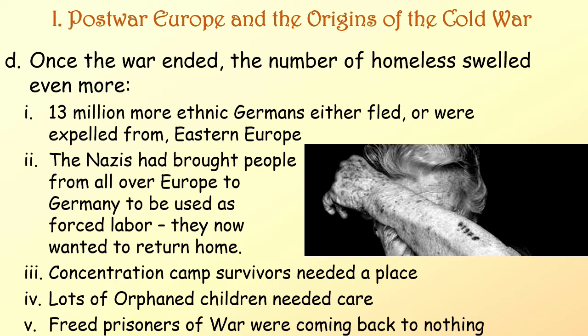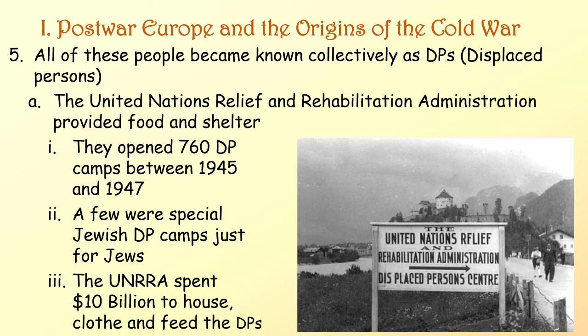The Nazis had brought people from all over Europe to Germany to be used as forced labor. Now they wanted to return home. Concentration camp survivors needed a place. Lots of orphaned children needed care. Freed prisoners of war were coming back to nothing. All of these people became known collectively as DPs, Displaced Persons.